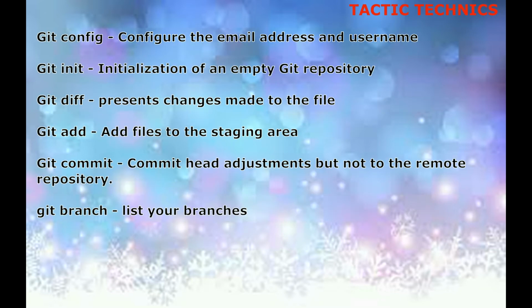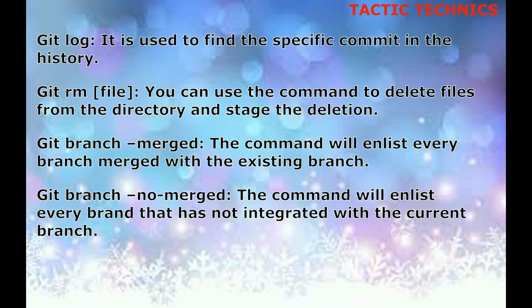Git config: configure the email address and username. Git init: initialization of an empty Git repository. Git diff: present changes made to the file. Git add: add files to the staging area. Git commit: commit HEAD adjustments but not to the remote repository. Git log: it is used to find the specific commit in the history.